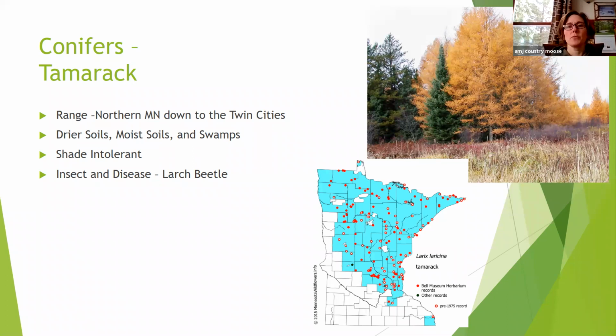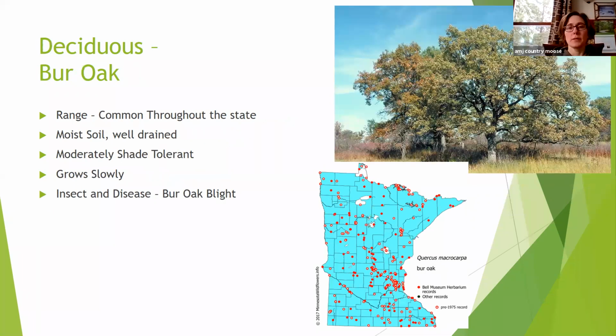So now I'm going to move on to our deciduous trees. And we'll start with the bur oak, which is common throughout the entire state. They prefer moist soils that are well drained, but they will grow in heavier soils in our prairies. And I've even seen them up in Koochiching County in black spruce swamps. So they're pretty adaptive as well. They're moderately shade tolerant, and they do grow rather slowly. So it'll take a long time for them to get to be a mature tree.